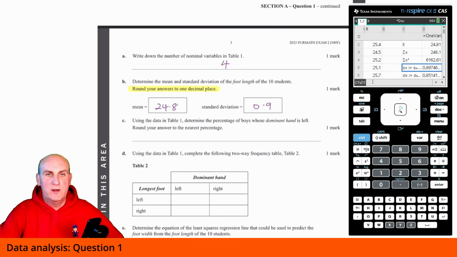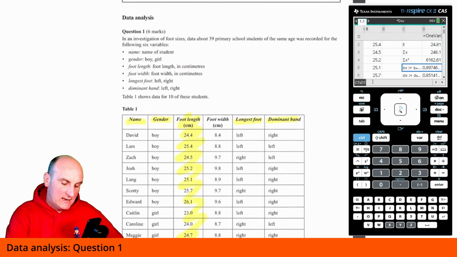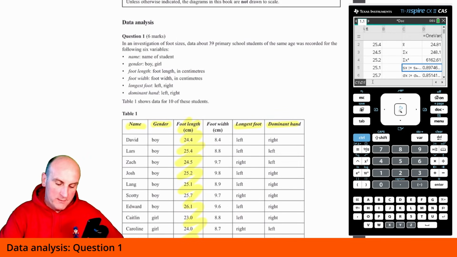Using the data in table 1, determine the percentage of boys whose dominant hand is left. So, boy and dominant hand left. Right, so again, good old bit of highlighter. A boy whose dominant hand is left. So let's do that. There's 1. I'm just looking down anything that says left first, and then I'm looking for a boy.